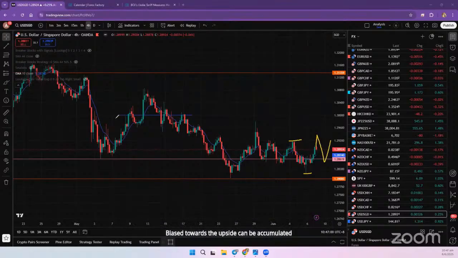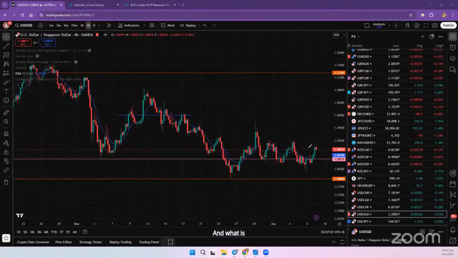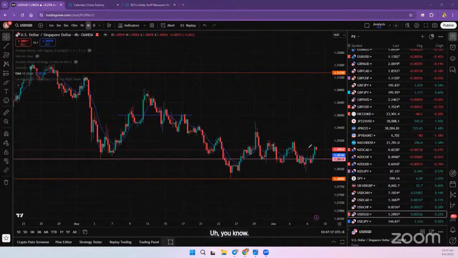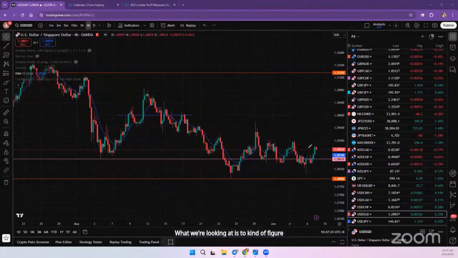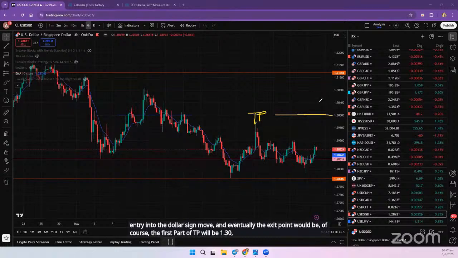So this is how I plan to trade the dollar sink. And again, dollar sink moves quite slowly. A lot of times it tends to range. And what is to our advantage right now with the dollar sink is that if you're using your JDR securities trading account, it gives you positive swaps. So it's okay to slowly accumulate small risk buys over here. No big risks, no big lots, of course. What we're looking at is figuring out where we can time the early entry into the dollar sink move, and eventually the exit point would be, of course, the first TP at 1.30, which used to be my point of purchase.